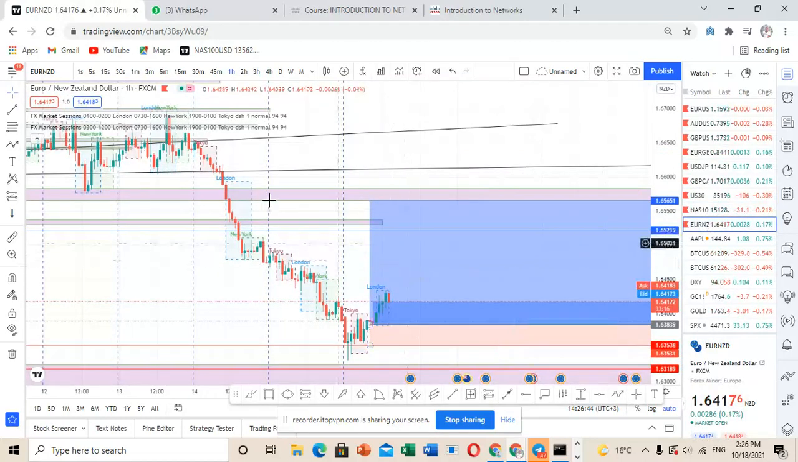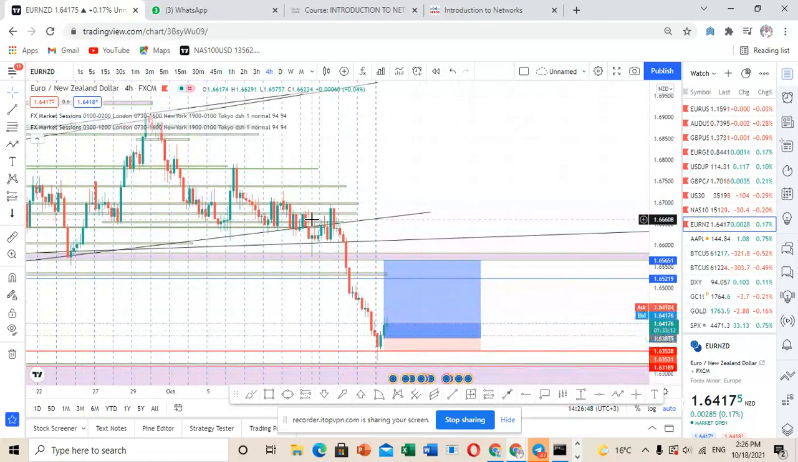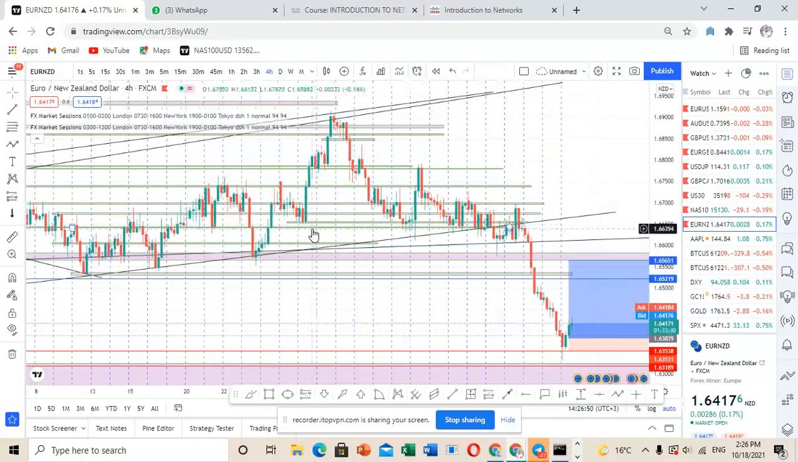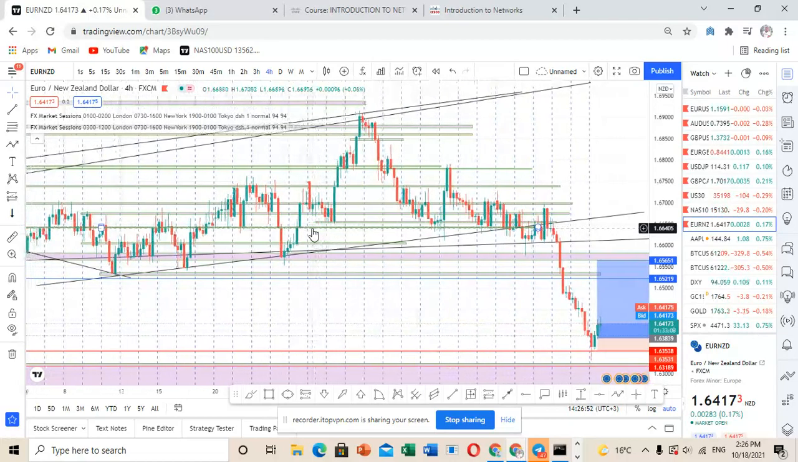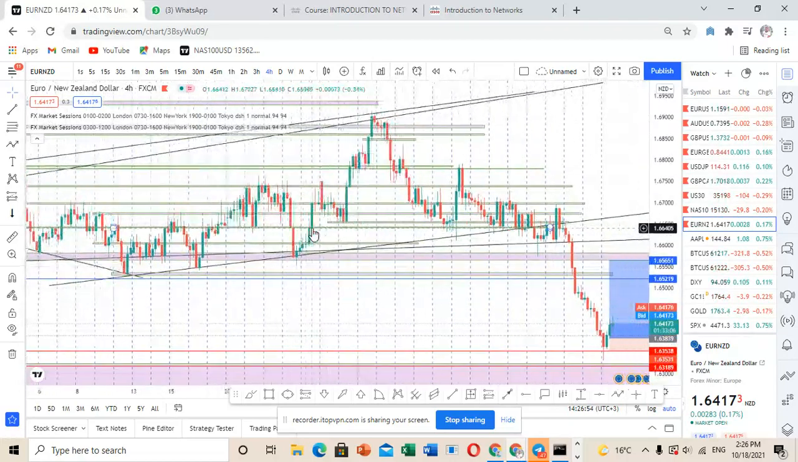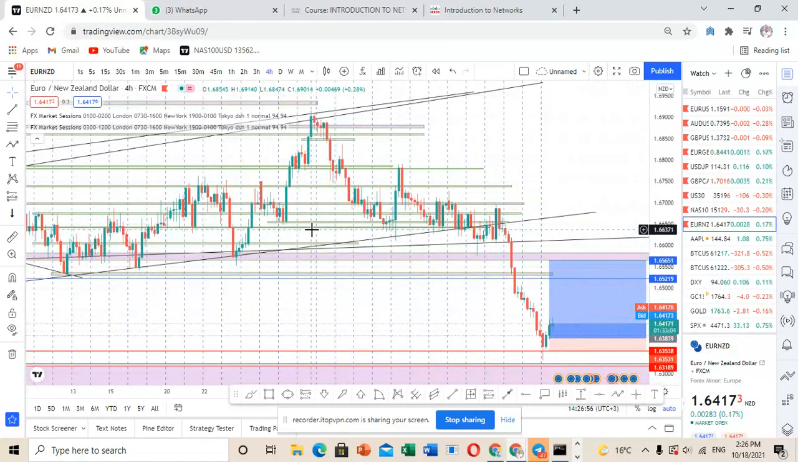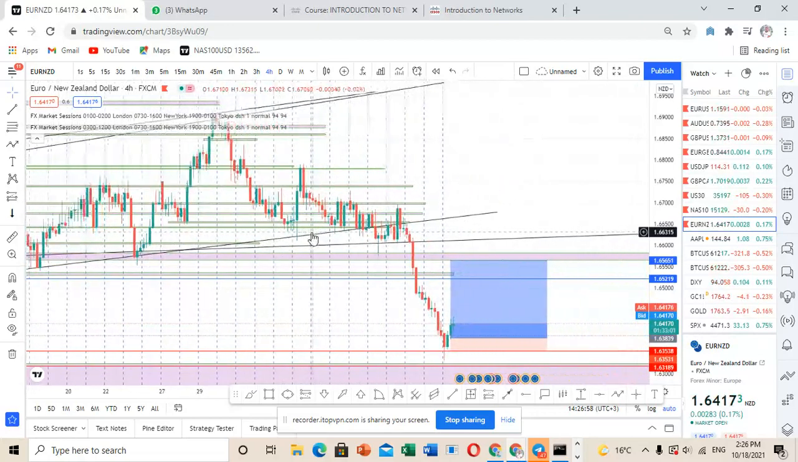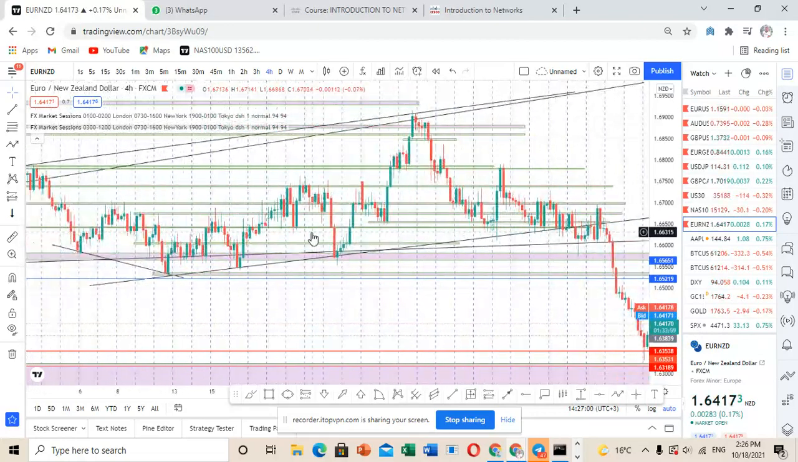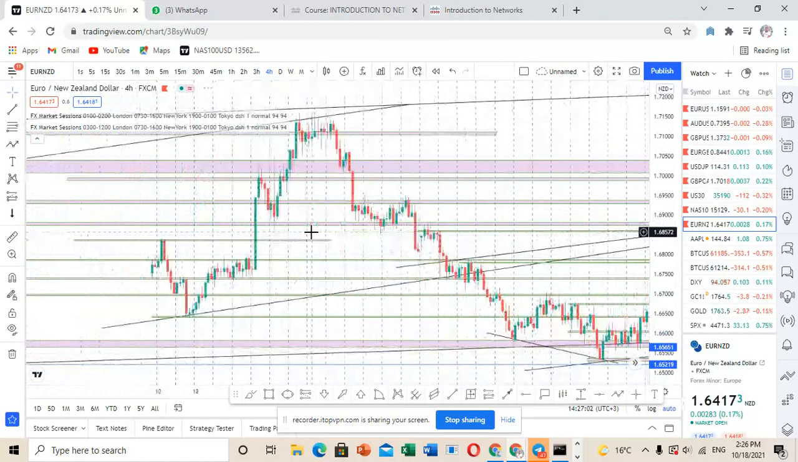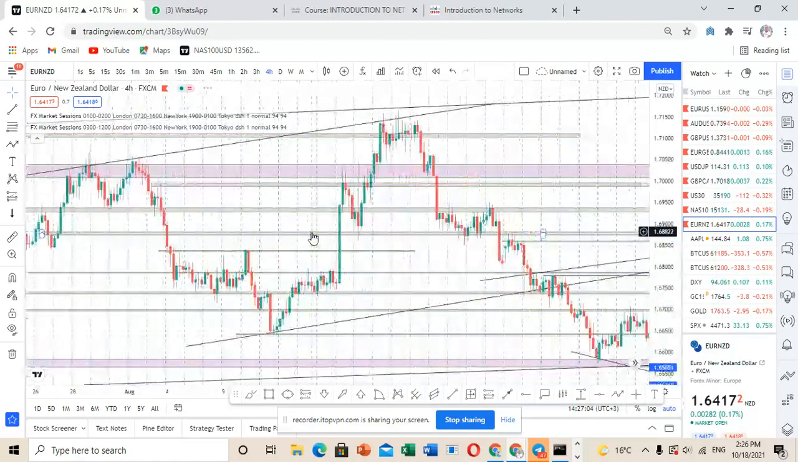Now looking at the Euro NZD, I think I have to do a lot of explanation when it comes to trading the Euro NZD. You can see Euro NZD usually creates very fantastic patterns, but when it comes to breaking those patterns, this pair is usually aggressive while breaking the patterns.